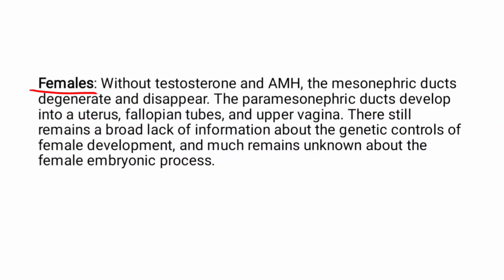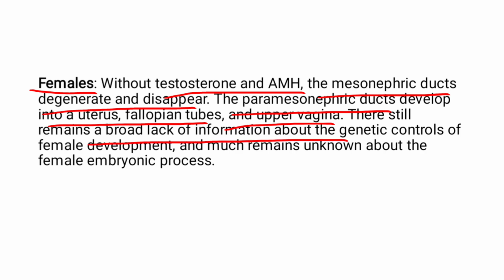In females, without testosterone and anti-Mullerian hormone, the mesonephric ducts degenerate and disappear. The paramesonephric ducts, that is Mullerian ducts, develop into uterus, fallopian tubes, and upper vagina. There still remains a broad lack of information about genetic controls of female development, and much remains unknown about female embryonic process.